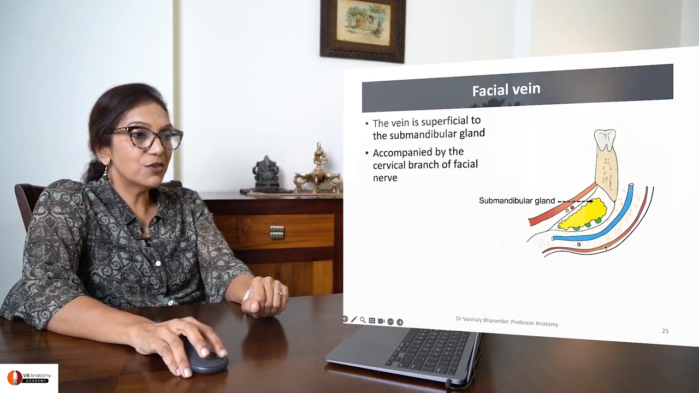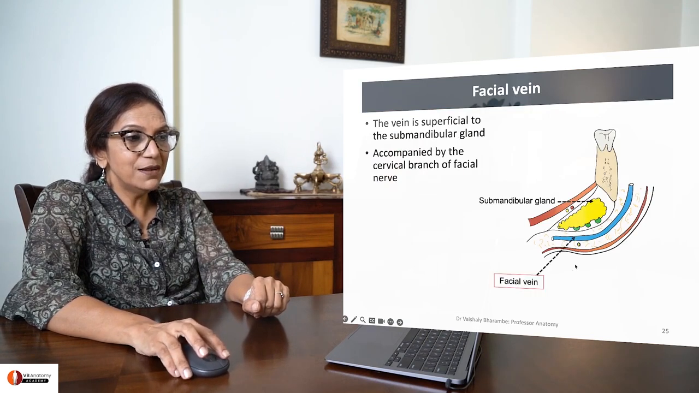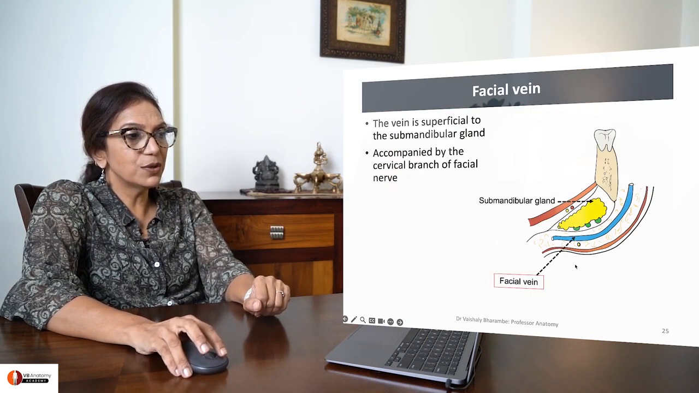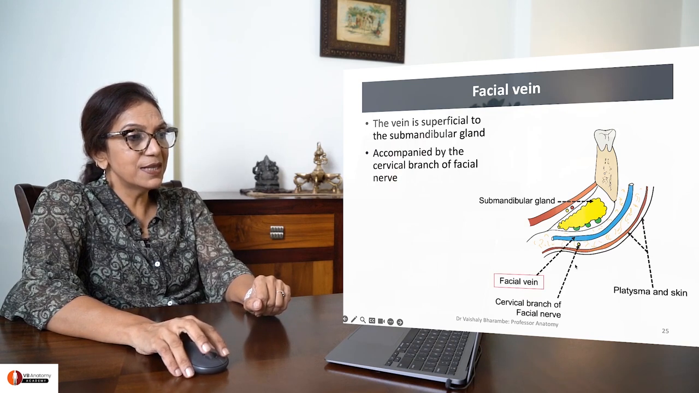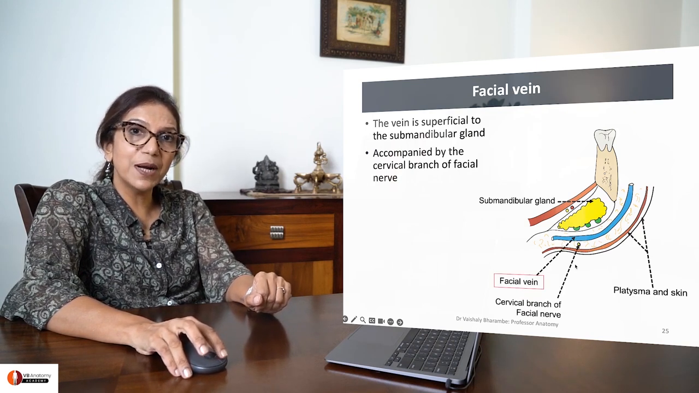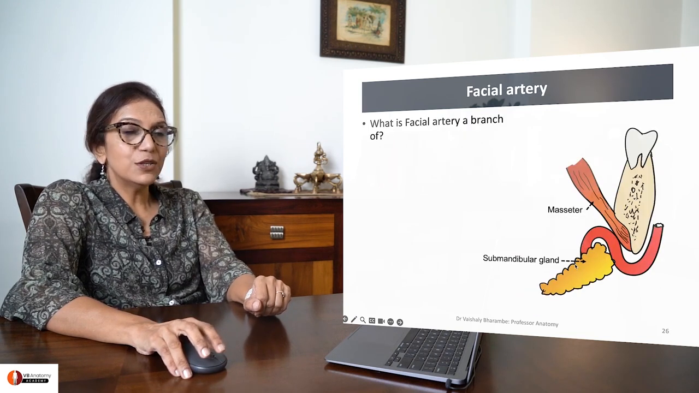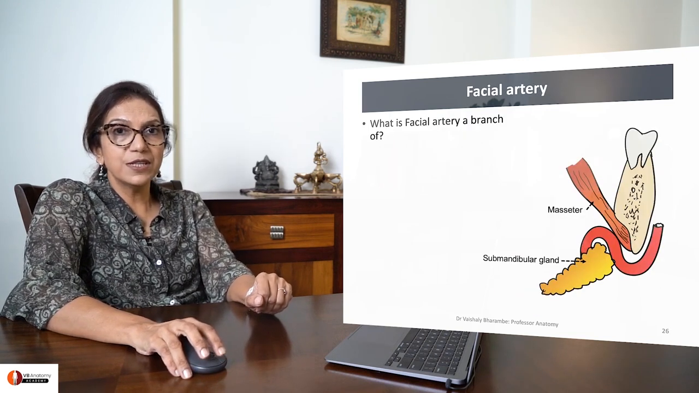Right. The next structure I want to talk about is the facial vein, which lies just superficial to the submandibular gland. This vein is accompanied by the cervical branch of facial nerve. Let's talk about the facial artery now, which is the next content.